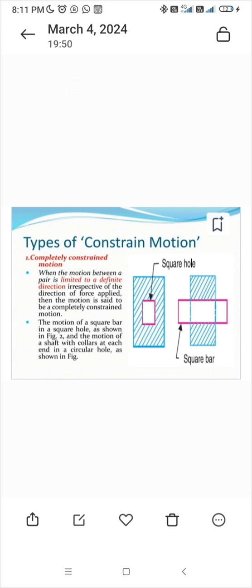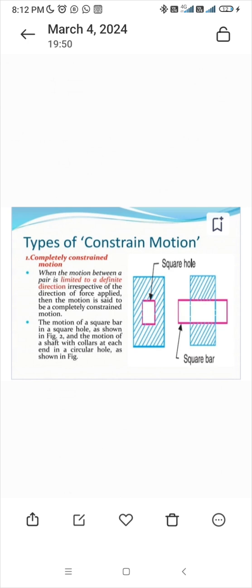And the types of constrained motion. So what is meant by constrained motion? If any motion is arrested by another element, we can say it is constraint. I hope everyone knows the meaning of constraint. There are three types of motions: completely constrained motion, incompletely constrained motion, and successfully constrained motion. Completely constrained motion: when the motion between a pair is limited to a definite direction, the motion is said to be completely constrained motion.